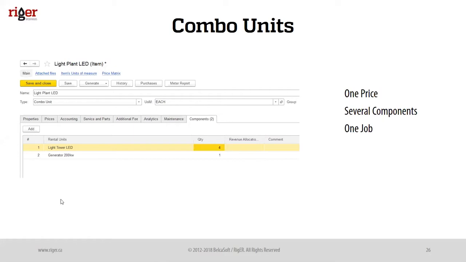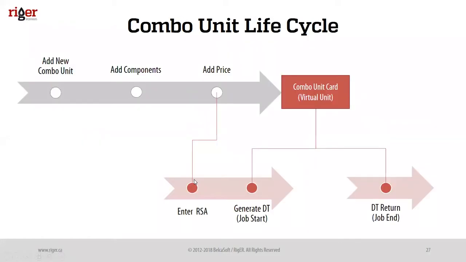For example, here we have the light plant LED. We have a type combo unit, and this light plant combines four light towers and one generator. It's pretty simple. However, I'd like to explain the combo unit life cycle. When we start, we need to add a new combo unit card, add all the components, and put the price to the price list. And the combo unit card will appear in the system.